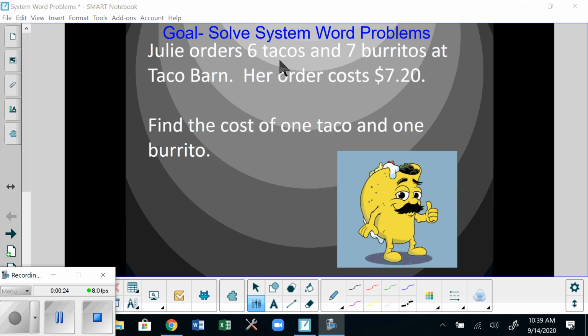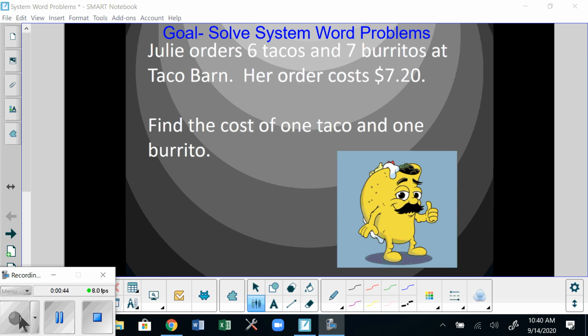Julie orders 6 tacos and 7 burritos at Taco Barn. That's a lot of food. Her order cost $7.20. Super cheap. I hope this is good food. It's super cheap. Find the cost of 1 taco and 1 burrito.